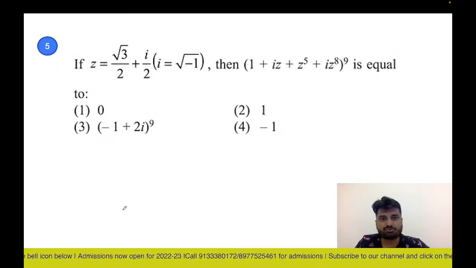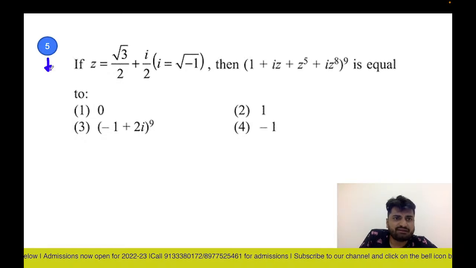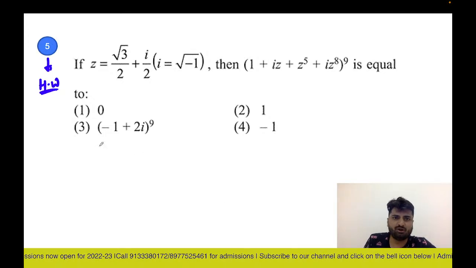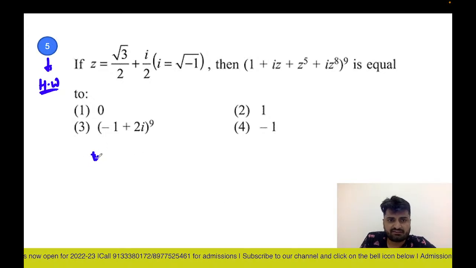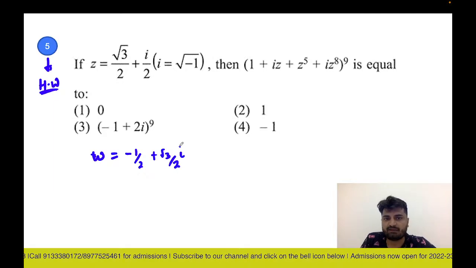So this was the 4th question. Now for the 5th question, you can try it at home. This you can do as homework. Very simple logic, basically. So this is again similar to omega. So what is omega basically? Minus 1 by 2 plus root 3 by 2 i.